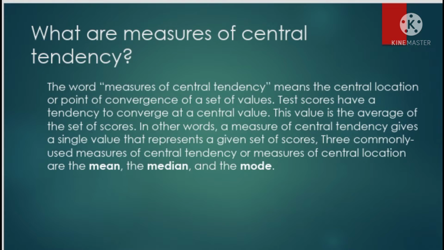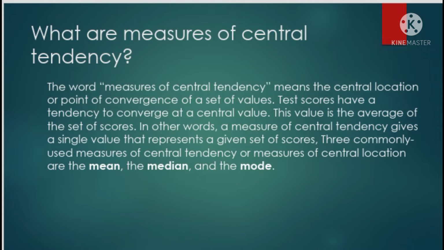The term measure of central tendency means the center location or point of convergence of a set of values. Test scores have a tendency to converge at the central value. This value is the average of the set of scores. In other words, a measure of central tendency gives a single value that represents a given set of scores.